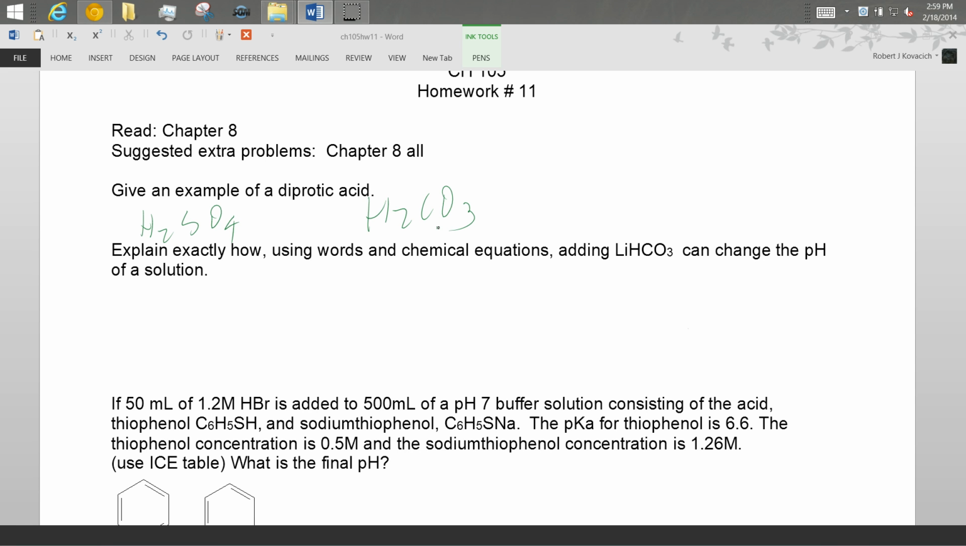So how's this lithium hydrogen carbonate going to change the pH of a solution? Going to decrease it? Nay, it will not decrease it. So I have a lithium hydrogen carbonate, and what's going to happen when this thing touches water? Disassociate, okay. All right, so is the lithium going to do anything to the pH? Why not?